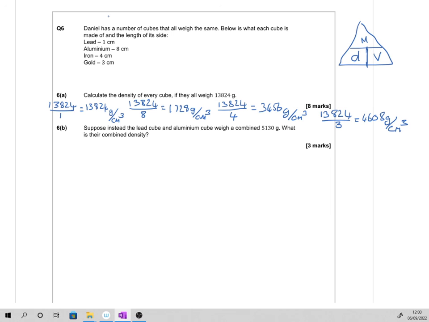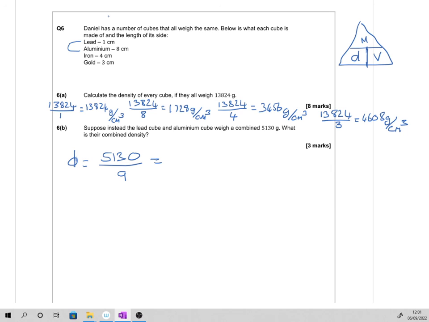So what are we doing? Suppose instead the lead cube and aluminium cube were combined. What is their combined density? The density of the lead and aluminium is the mass, 5130, over the volume. The lead and aluminium together are 9.